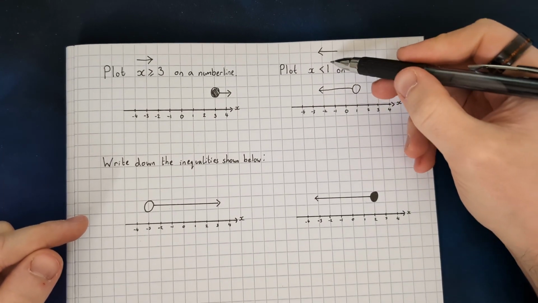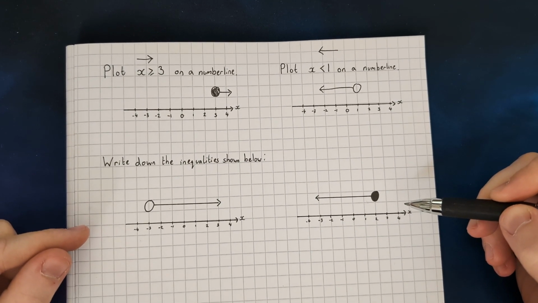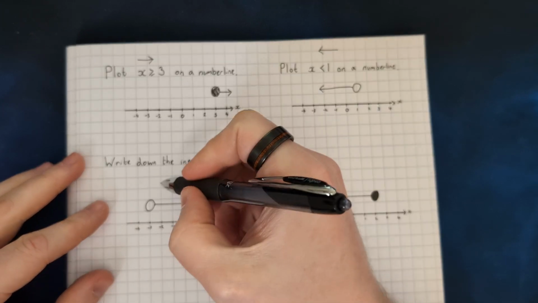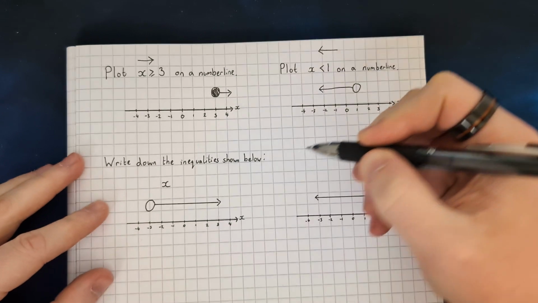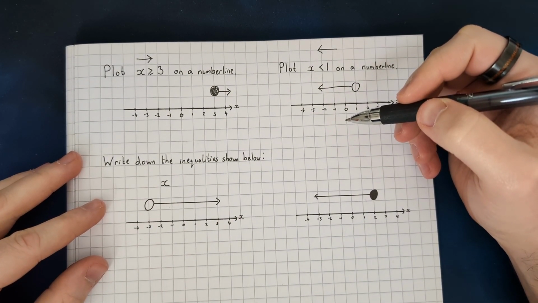For these two questions, we're going the opposite way. We're actually asked to write down what the inequality would be when we're given the circle and the arrow on the number line. So for this first one, because we always have an x on the end, we always start with our x first, and this is important. The order really matters.